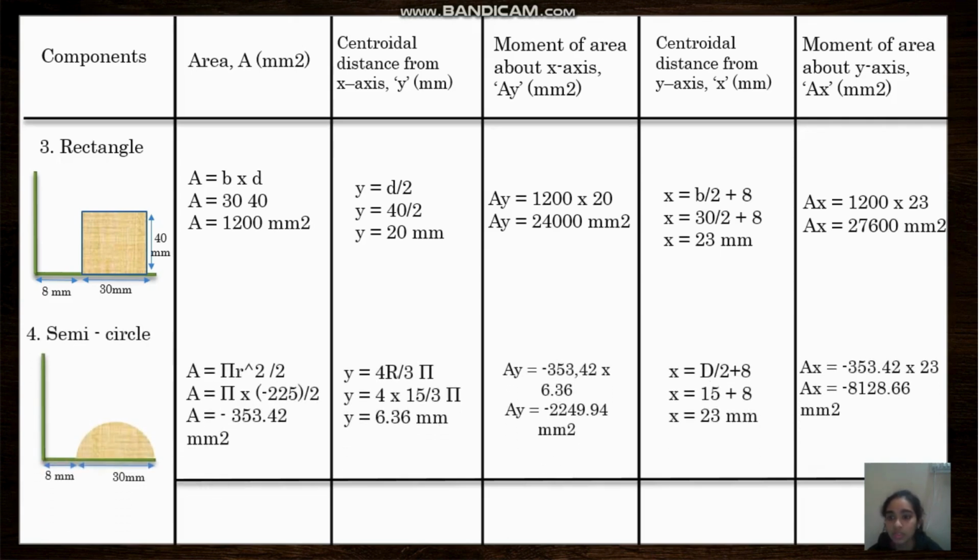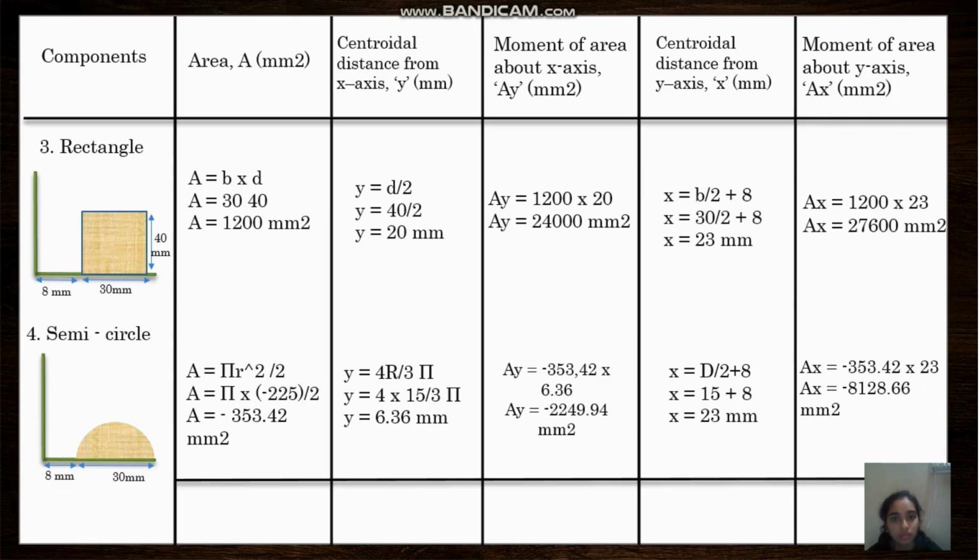The next component is a semicircle. The area of semicircle is pi r square by 2. Area is equal to minus 353.42 millimeter square. Centroidal distance from x-axis, 4r by 3 pi. We saw it in the formula in the before slide. Y is equal to 4 into 15 by 3 pi. 15 here is the radius of the semicircle. We get 6.36 millimeter.